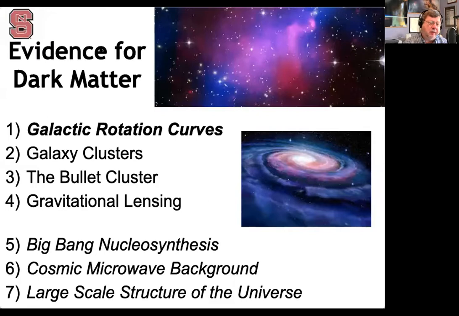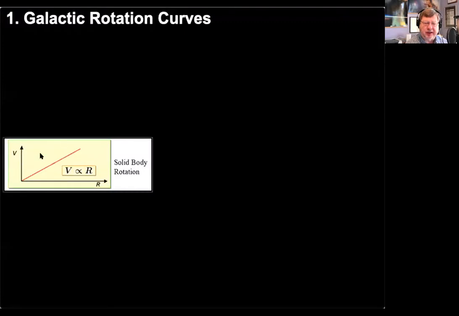So we have 4 lines of evidence for dark matter that we'll be talking about today, and then we have 3 other lines we'll be talking about in future lectures. We've just talked about the galactic rotation curves, and here's a little bit more detail about that.